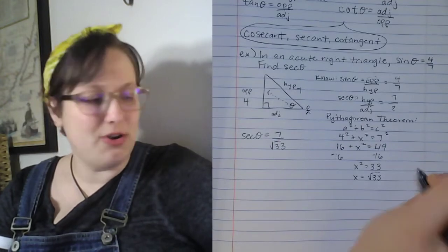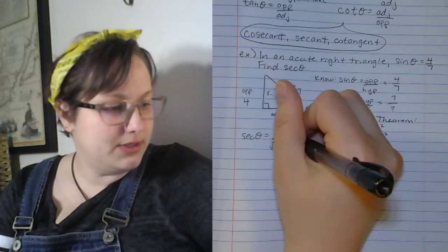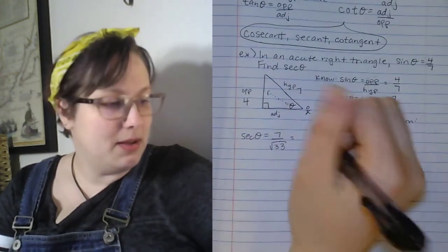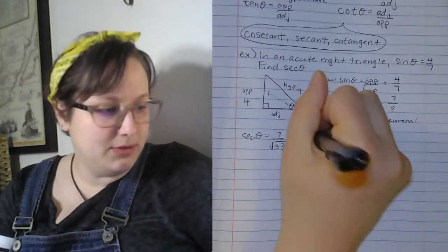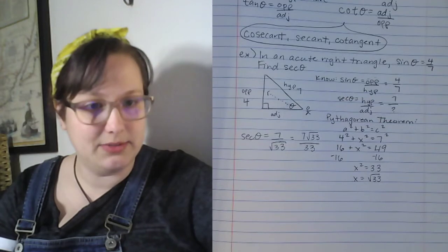Which, I don't know if you remember this, but we can't have a square root on the bottom. So what we do is we're going to take the root 33, multiply it to the top and bottom. But that's a really complicated way of just saying that we're going to move the 33 to the top and make it just 7 root 33 over 33. That's the same thing.